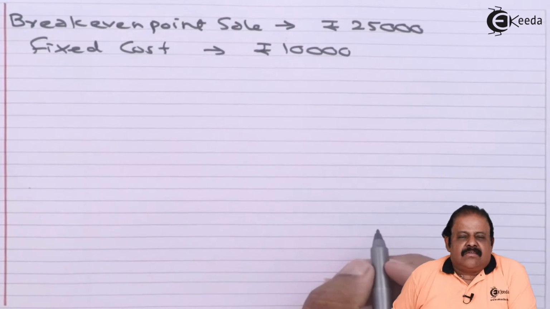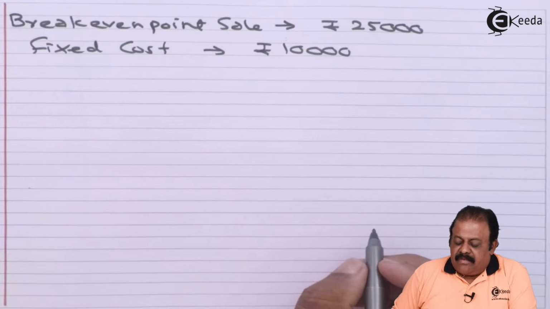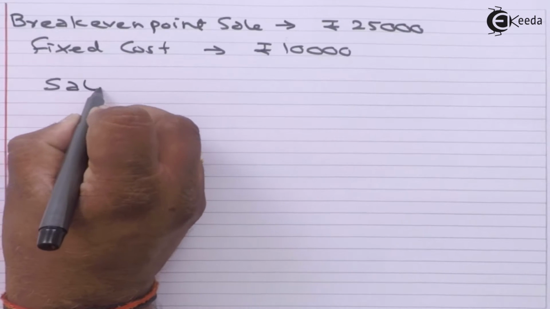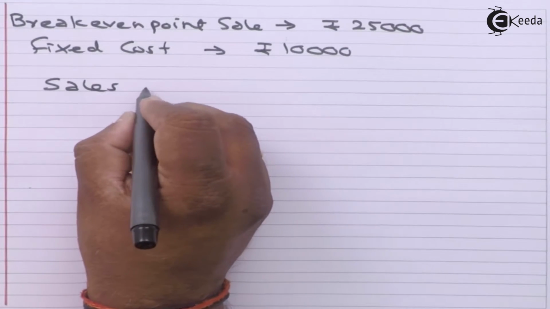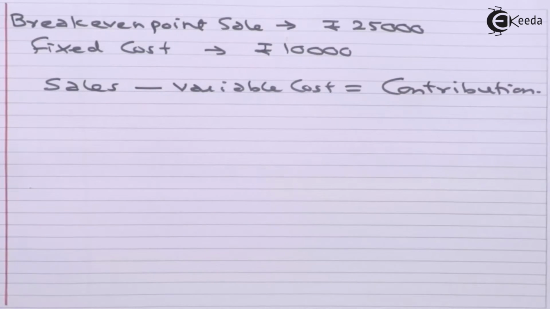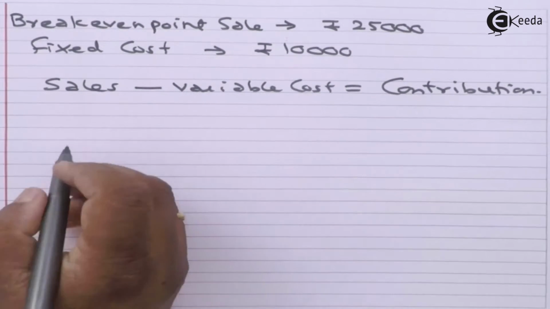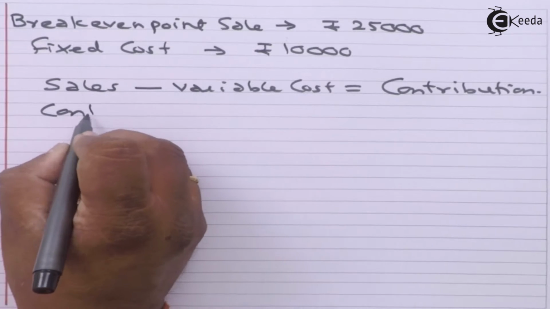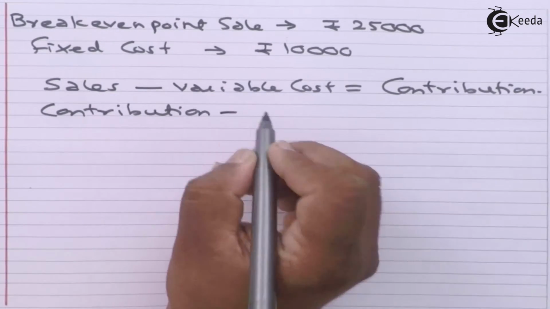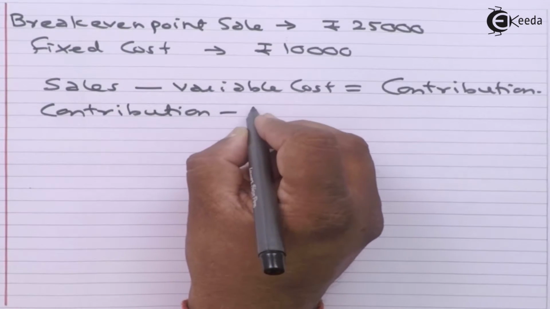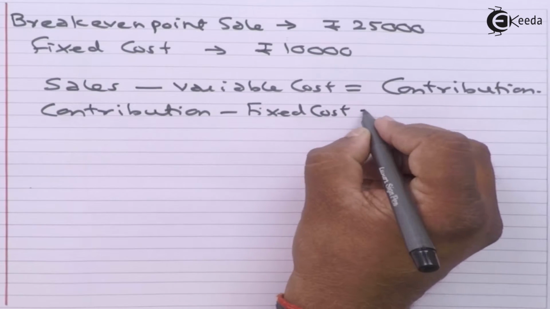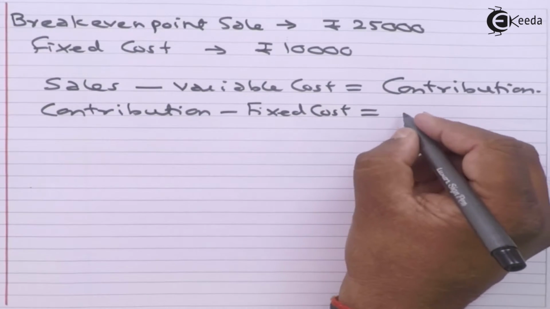If we see the marginal cost statement, it will be like this. Sales minus variable cost, we get contribution. From contribution, if we minus fixed cost, we get amount of profit.